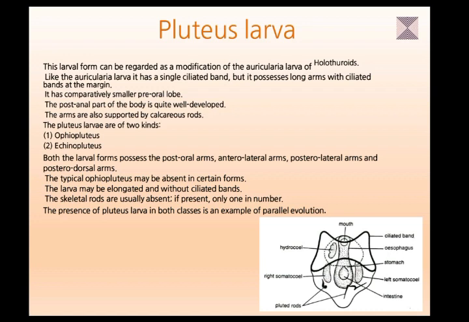The presence of the Pluteus larva in both cases is an example of parallel evolution. In both the classes you have the Pluteus larva, either Ophio or Echino. So that is a kind of parallel evolution with time.